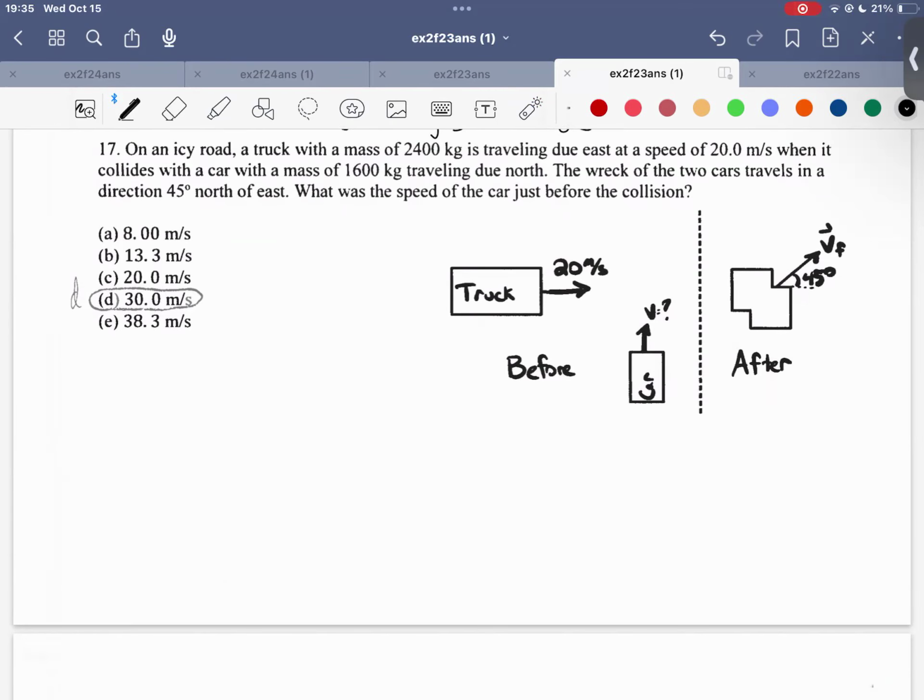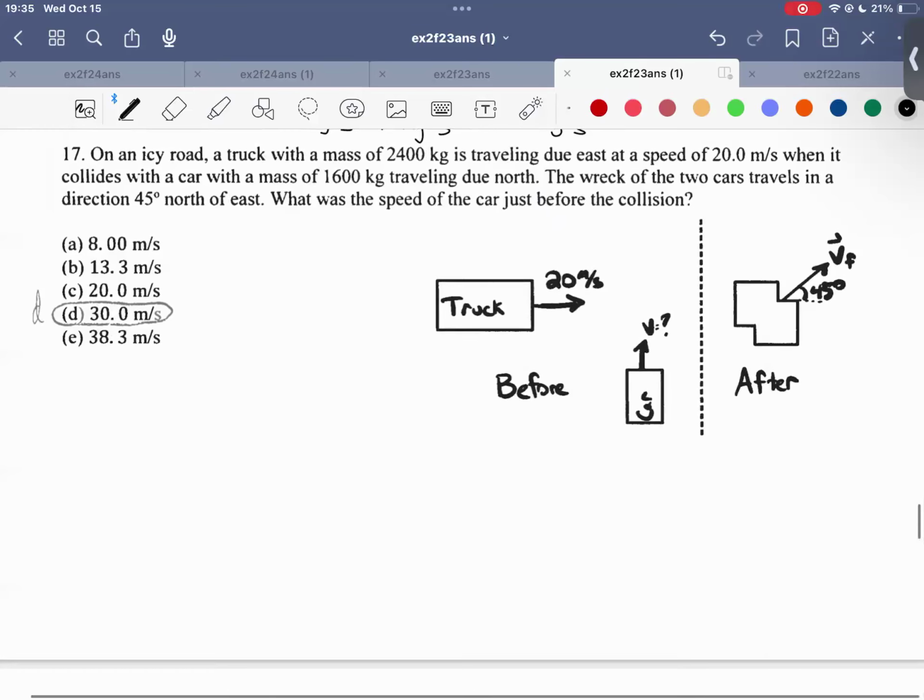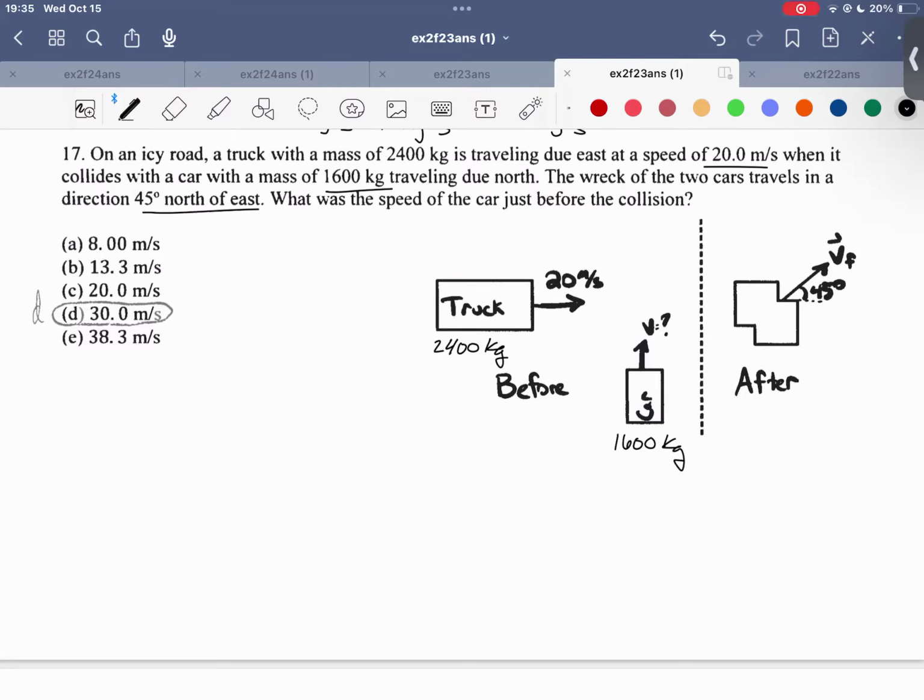So 17 is on an icy road. A truck with a mass of 2,400 kg is traveling due east at a speed of 20 meters per second when it collides with a car with a mass of 1,600 kg. So this car is 1,600 kg and this truck is 2,400 kg. The wreck of the two cars travels in direction 45 degrees north of east. What was the speed of the car just before the collision?